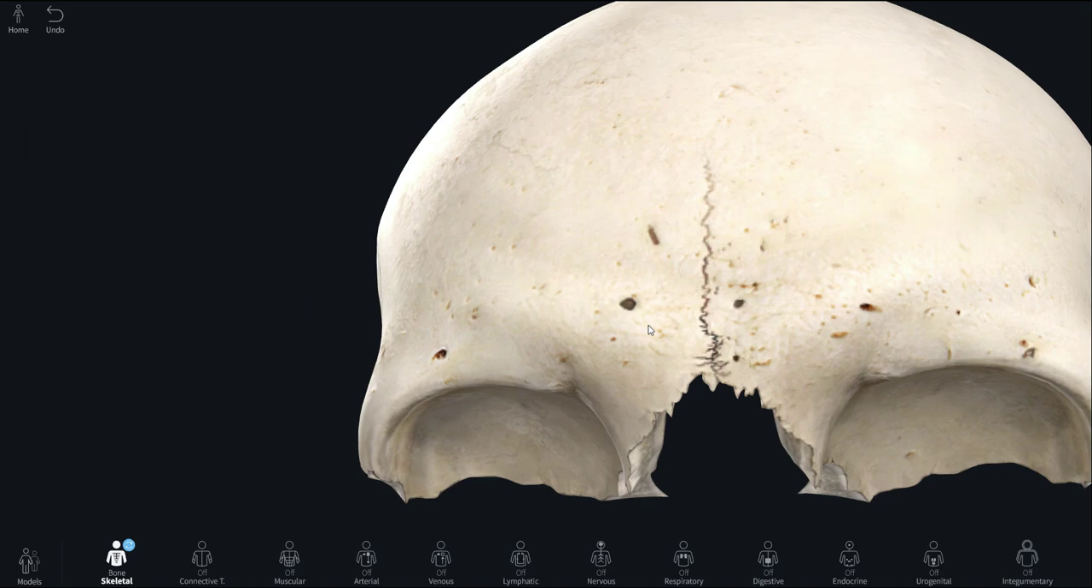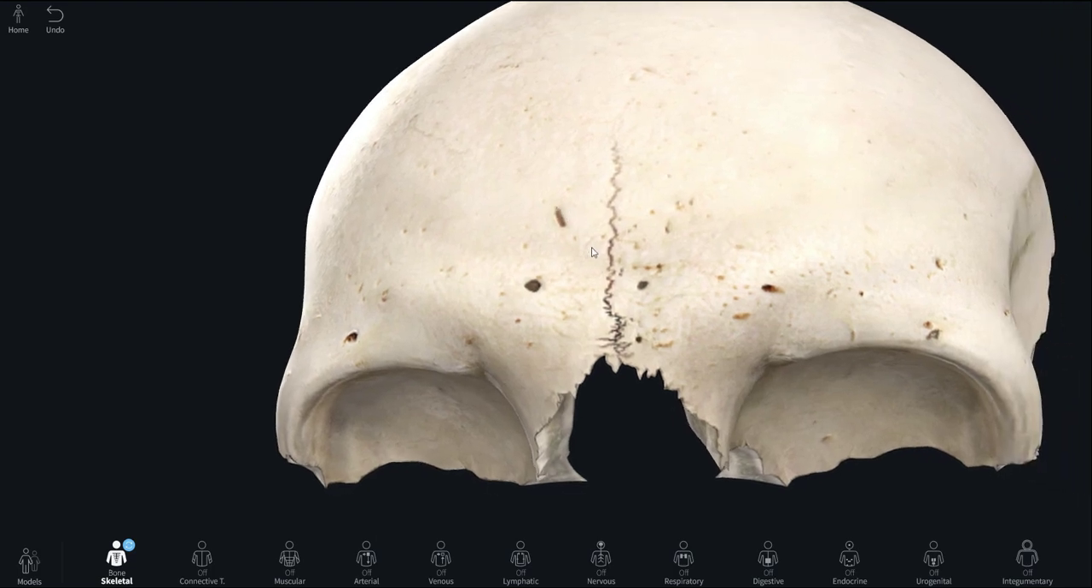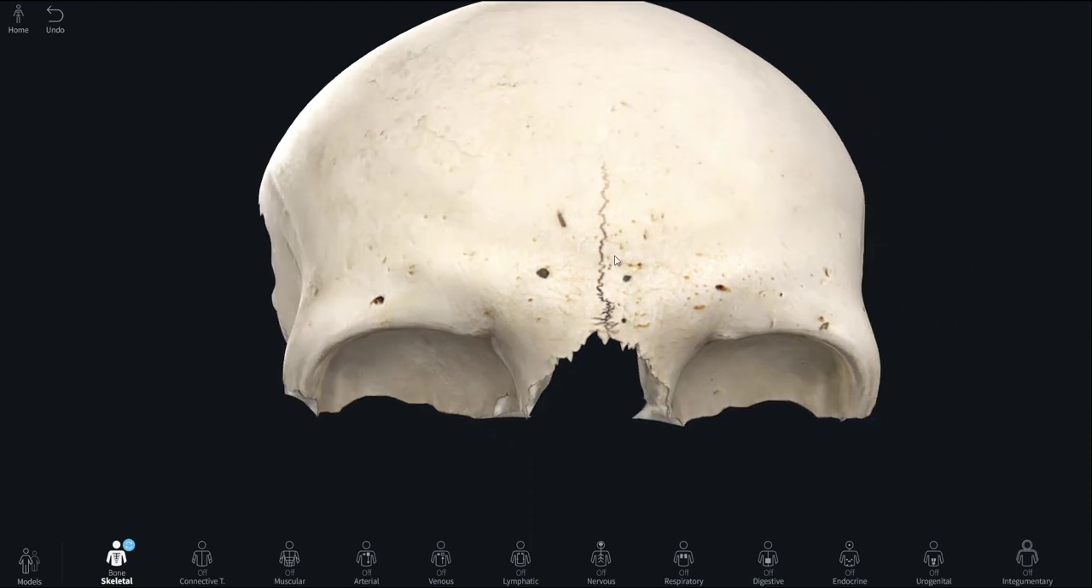So the supraorbital notch, which is present at the level of junction of lateral sharp 2/3 and medial round 1/3 of the supraorbital margins of the orbital plate of the frontal bone, will allow the passage of the supraorbital nerve and vessels. Okay, so far so good, right?